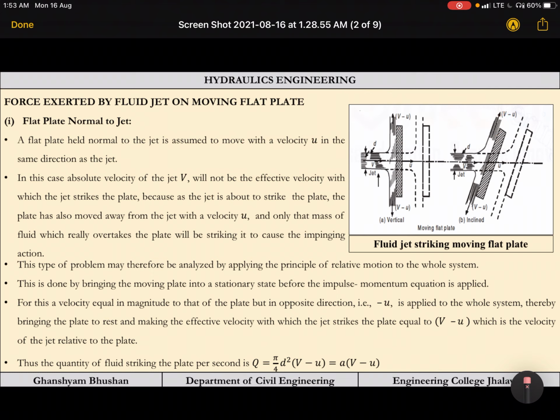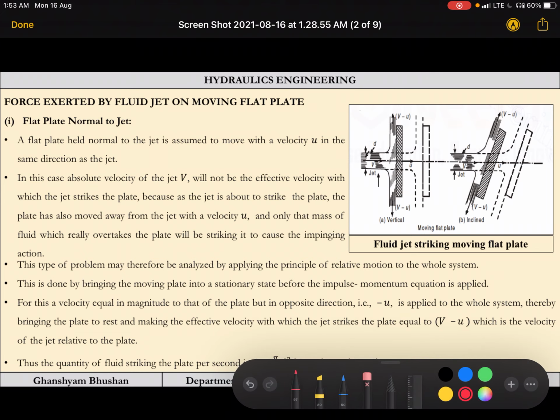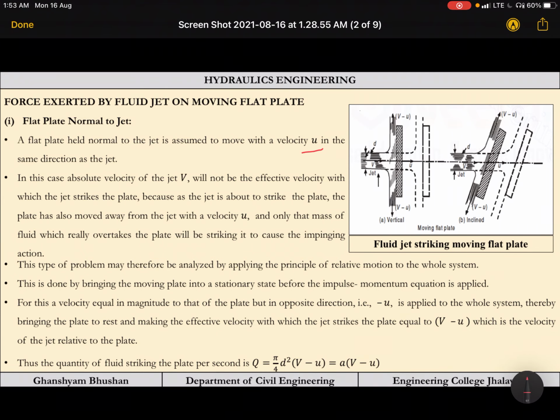Let us see how we are going to analyze this. A flat plate held normal to the jet is assumed to move with the velocity u, small u, in the same direction as the jet. So the relative velocity will become V minus u. It is a very basic concept. In this case, the velocity of the jet is capital V, but it will not be the effective velocity with which the jet strikes the plate. The effective velocity will become V minus u.